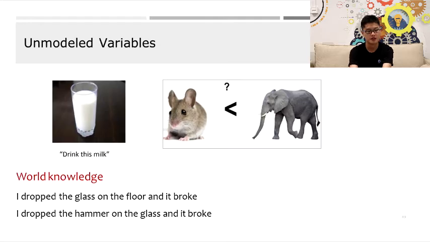And unmodeled variables. I dropped the glass on the floor and it broke. I dropped the hammer on the glass and it will also break. No, that doesn't make any sense.